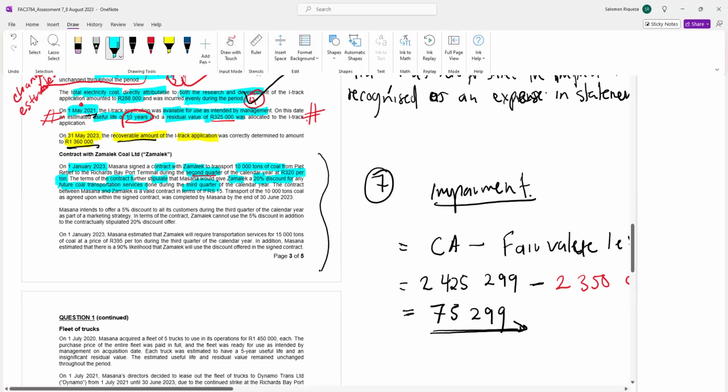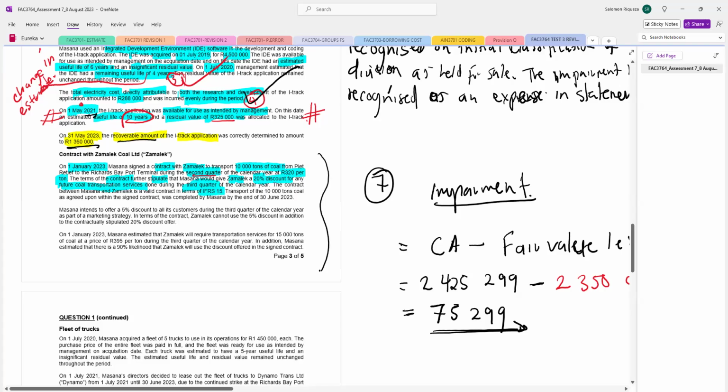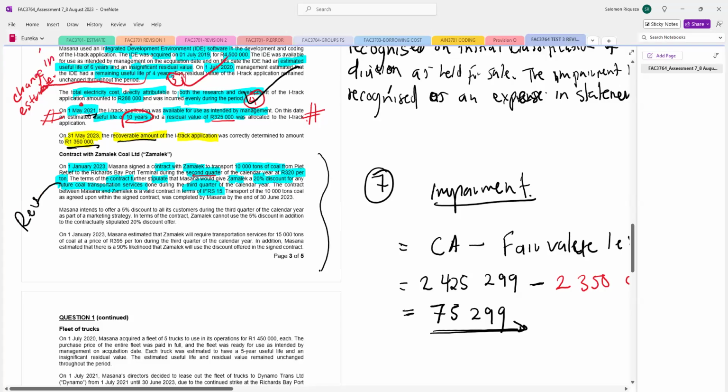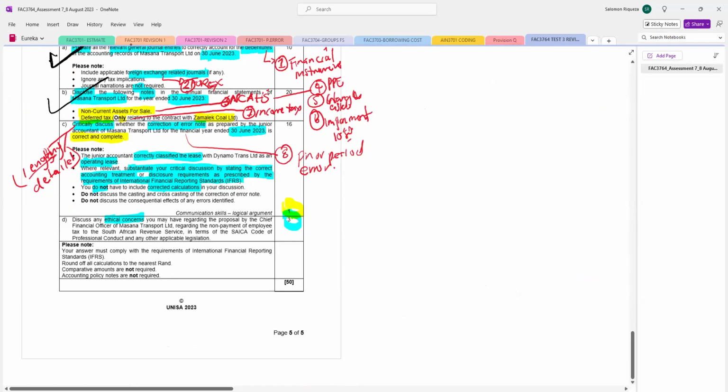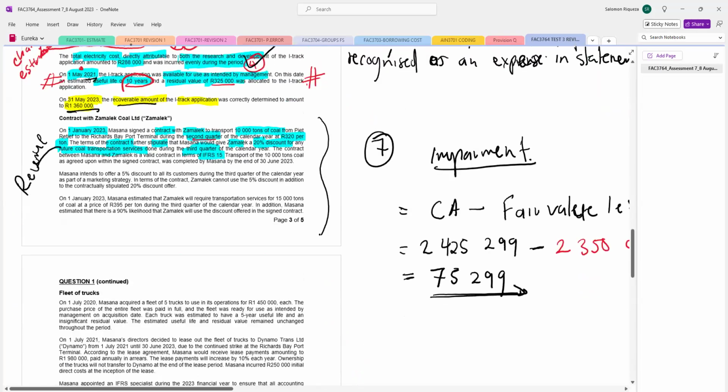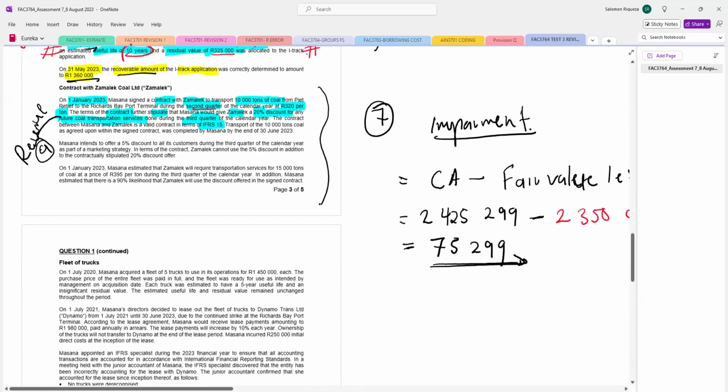Then the contract between Masana and Zamalek is a valid contract in terms of IFRS 15. So here now we are talking about revenue. I think we're doing a list of topics, so we ended up with 8 topics. This is the 9th topic now. Here it's revenue. And you can see they even listed there to say IFRS 15.